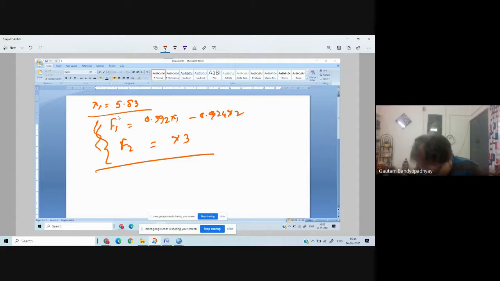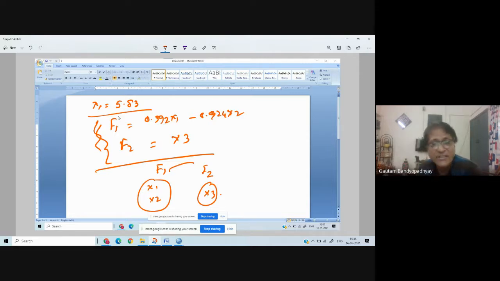Then what does it mean? There is no connection between F1 and F2. F1 is one group, containing x1, x2, and F2 is another group containing, suppose, x3. So what does it mean? F1 and F2 are uncorrelated to each other. So there is no correlation between F1 and F2. This is the concept of orthogonal transformation. Orthogonal transformation means F1 and F2 are uncorrelated with each other.